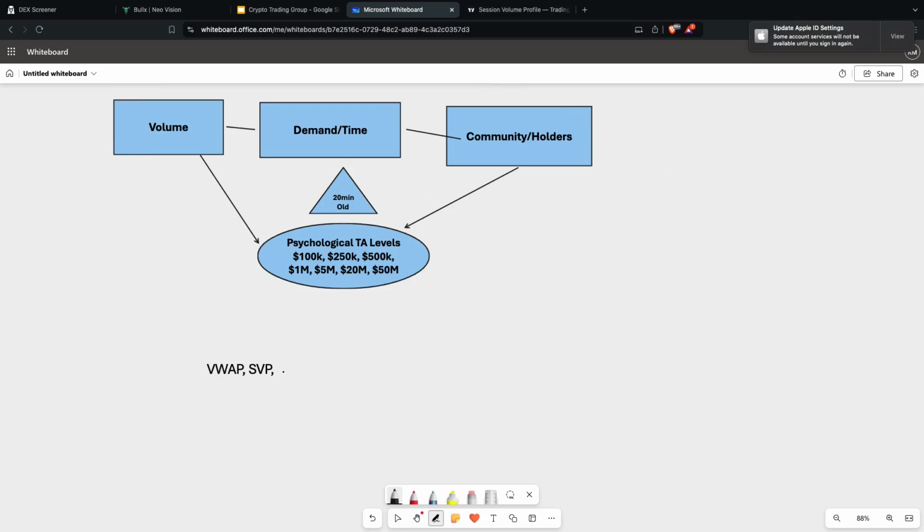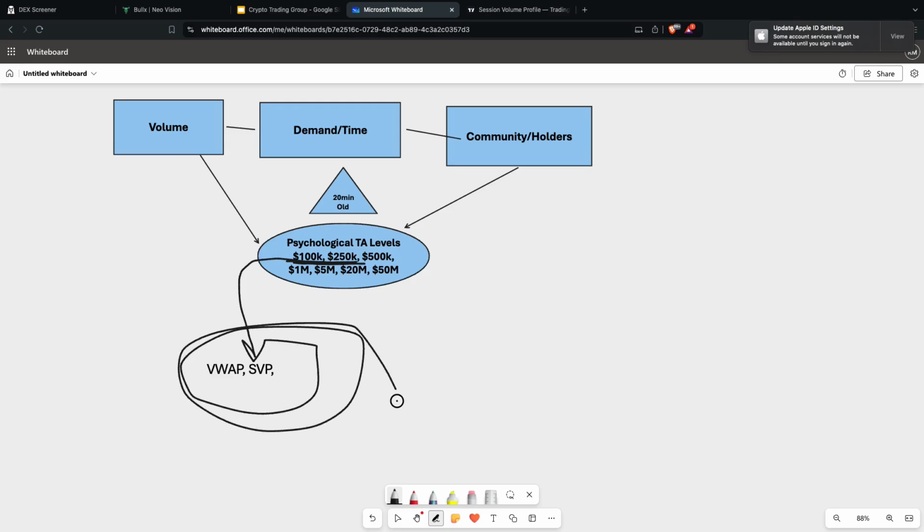Okay, so these technical analysis indicators are mostly going to be incorporated at psychological technical analysis levels. And this is mostly going to work on the 100K and the 250K. These two levels right over here are mostly where you're going to incorporate these indicators, which overall represent the volume aspect of one of your filters. You see the correlation and you see where we're going at, right?